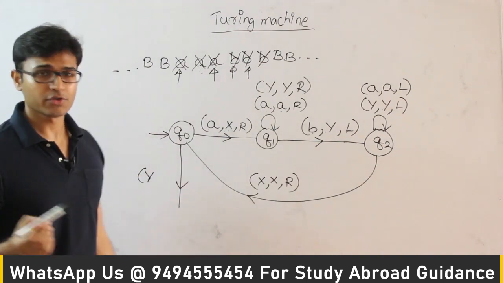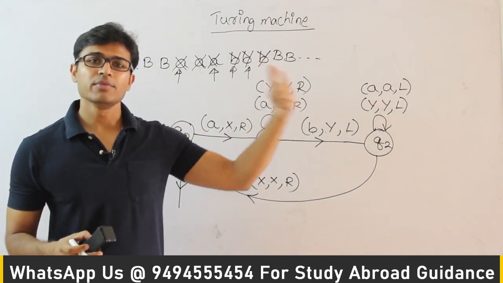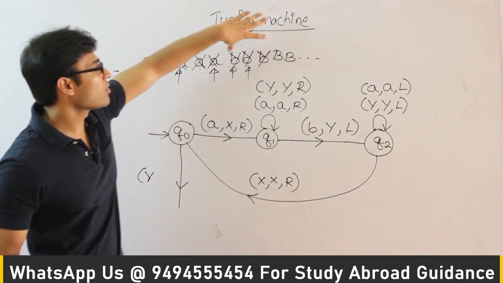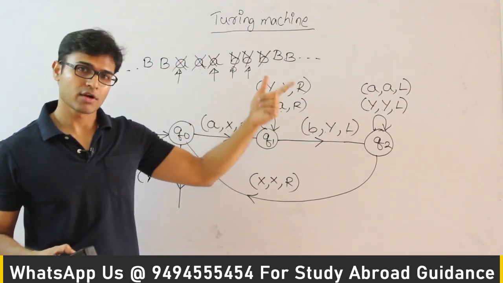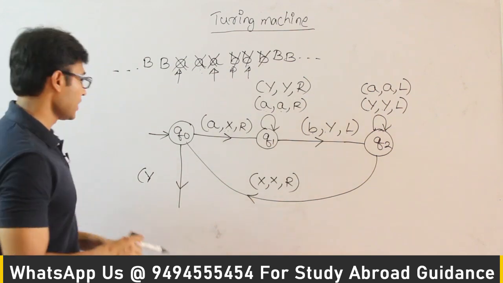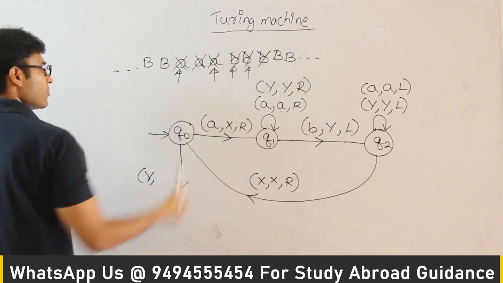All A's are over. So should I stop here and accept it? No. I should even check whether all B's are over or not. The reason is 3 A's will be there, but 4 B's might be there. So you should even check whether all B's are over or not. If all B's are over and all A's are over, then only you can accept it. Therefore I just want to make sure that all B's have been marked.